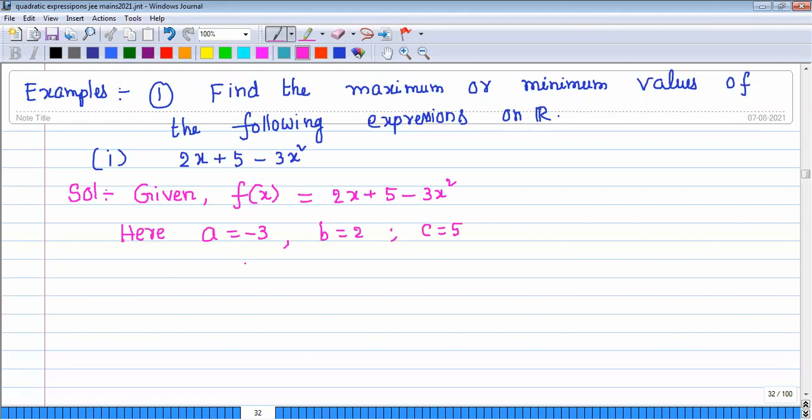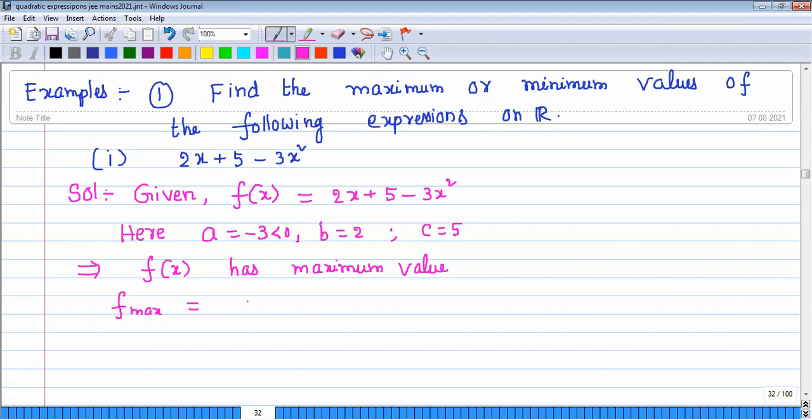So according to the sign of the coefficient of x square only, we will determine whether it has minimum or maximum. Here, a value will be less than 0, so it's maximum. That implies f of x has maximum value. Therefore, f max we need to find out.